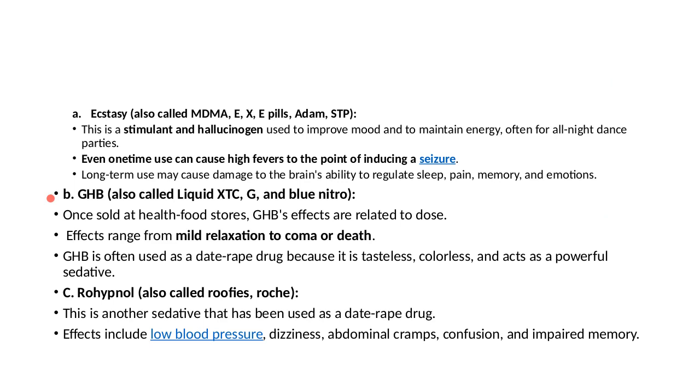Another type of drug is GHB, also called liquid ecstasy, G, and blue nitro. It was once sold at health food stores. The effects of this drug are related to the dosage that you're using. The amount that you use will determine the symptoms or harmful effects that you will face. Effects range from mild relaxation to coma or death.